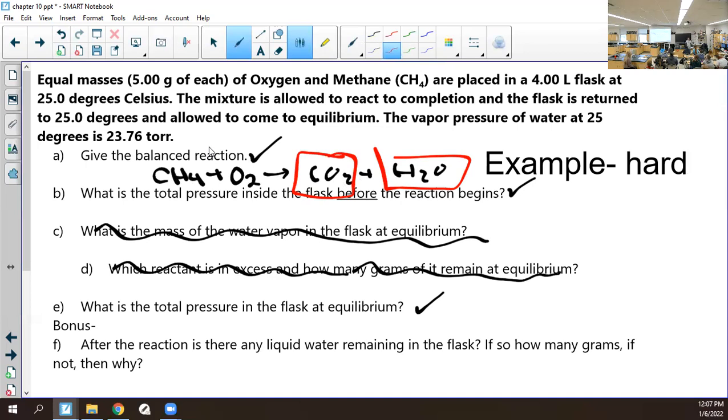Find their moles and add them together. Add them together and do it. So this is a limiting reactant and an excess reactant, because the excess reactant has to be included.